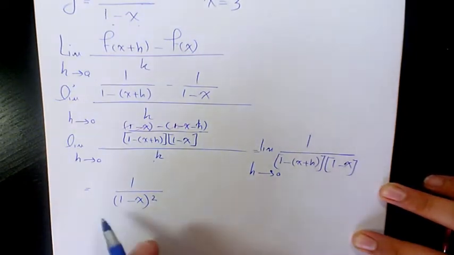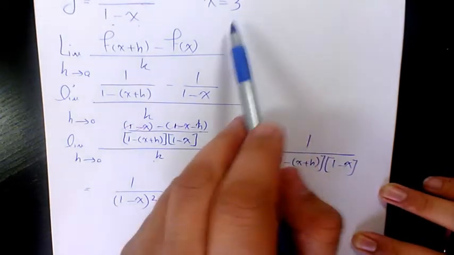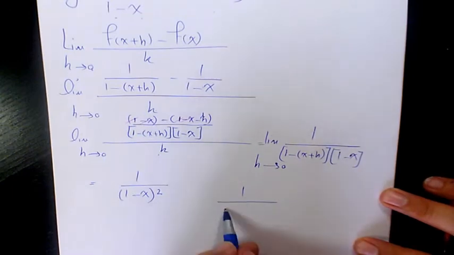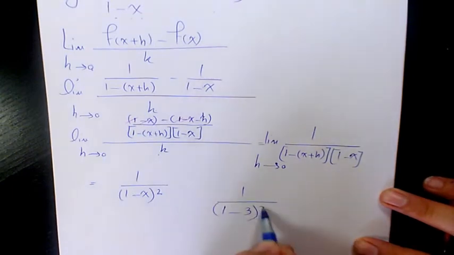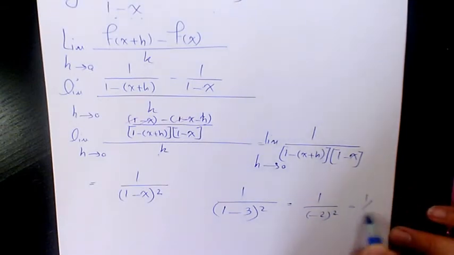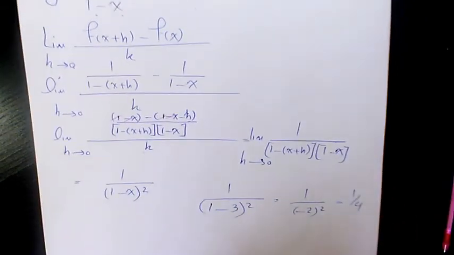So that's the function for the slope. x equals 3. We sub it there. It's going to be 1 over (1 minus 3) to the power of 2, which is going to be 1 over negative 2 to the power of 2, which will be 1 over 4. That's the slope of this function at this point, which is x equals 3.